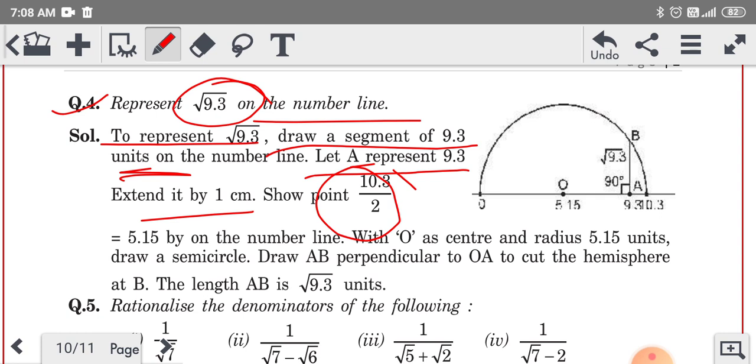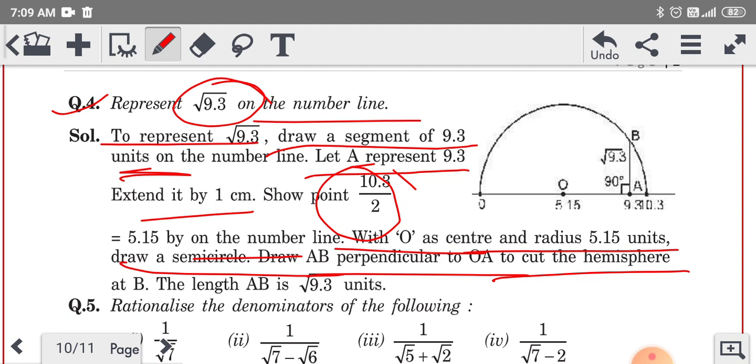हमें ड्रॉ करना है. So on the number line with O as a center and radius 5.15 units, draw a semicircle. Draw AB perpendicular to OA to cut the semicircle at B. The length AB is under root 9.3 units.